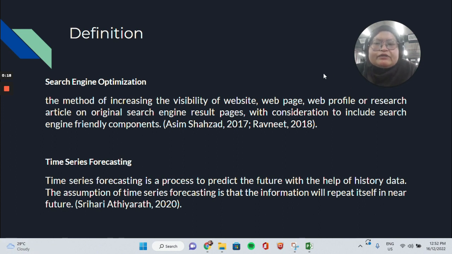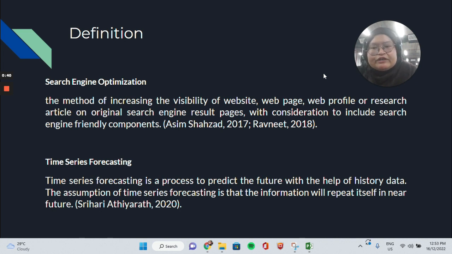Okay, so first, we need to know the definition of search engine optimization. It is basically the method of increasing the visibility of a website, web page, web profile, or research article on a search engine result page. This is quoted from Assingment 2017 and Ravnit 2018.